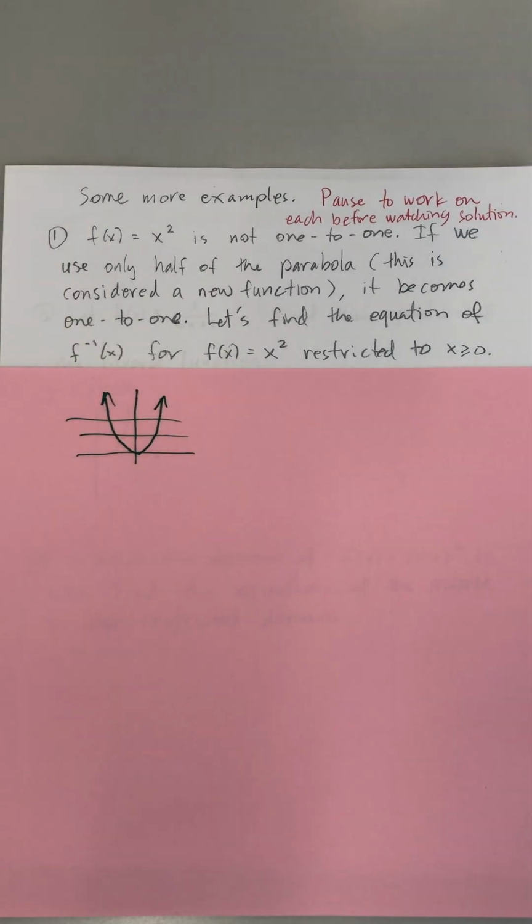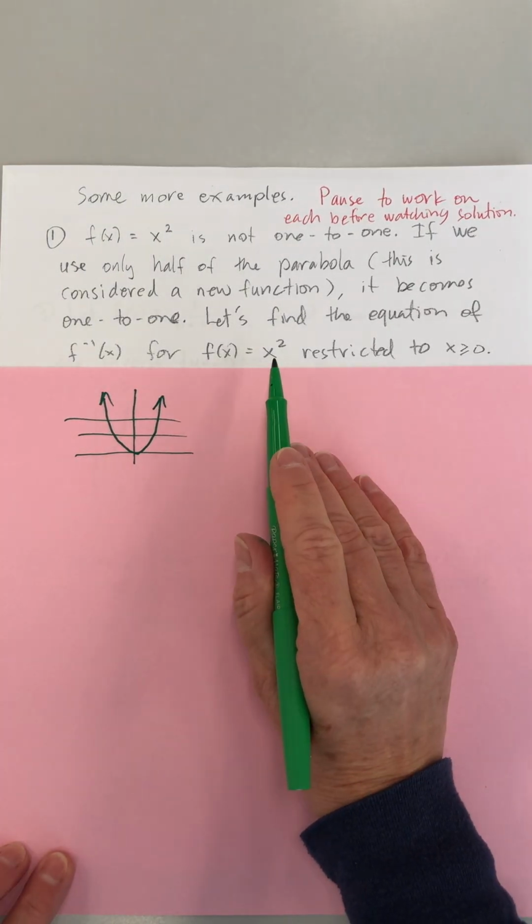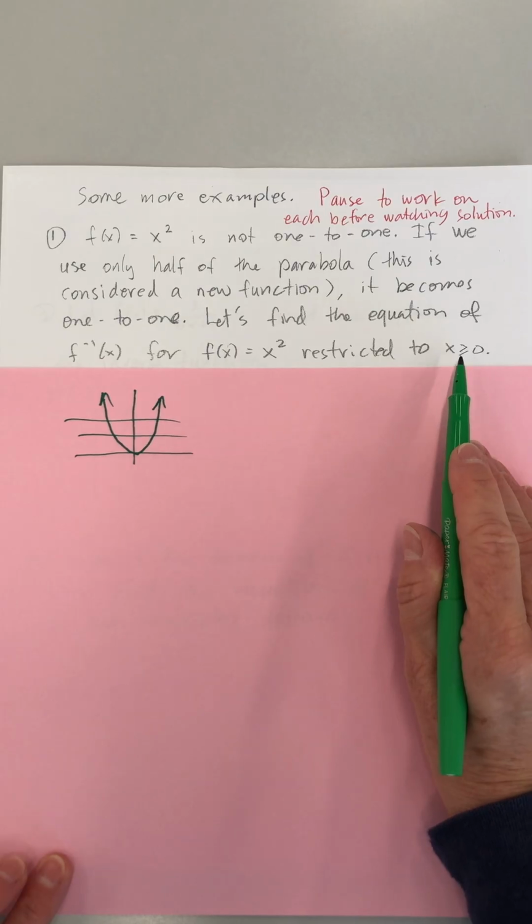But if we use only half the parabola, then this becomes considered a new function. And if we only use half of it, this new function is one-to-one. And so then its inverse will be a function. So I want to find the equation of the inverse for f of x equals x squared restricted to x is bigger than or equal to 0.